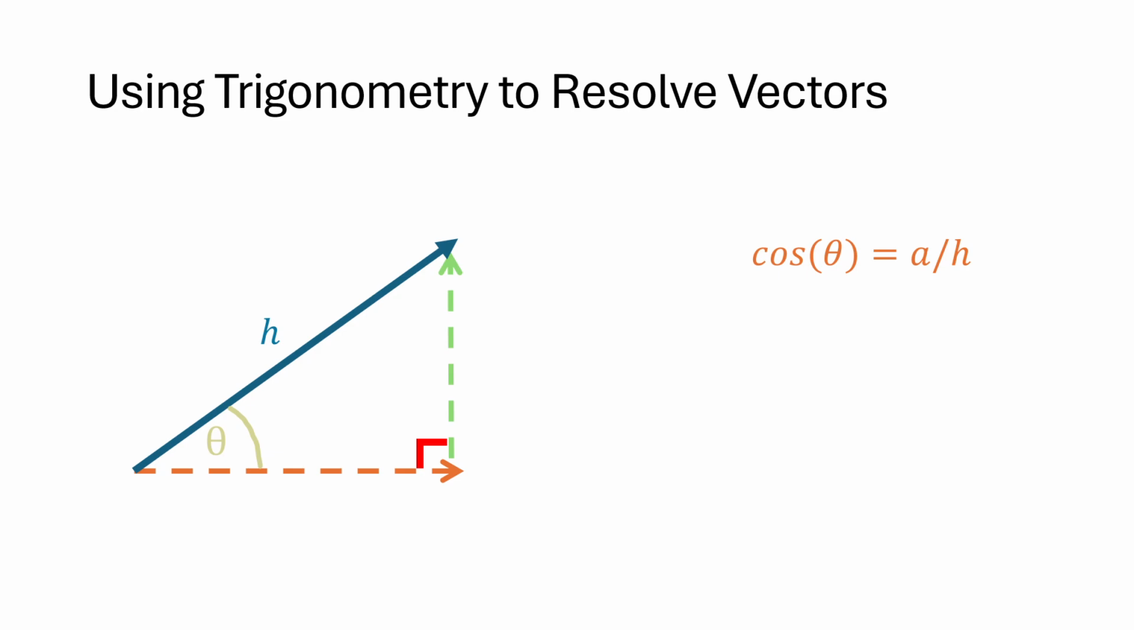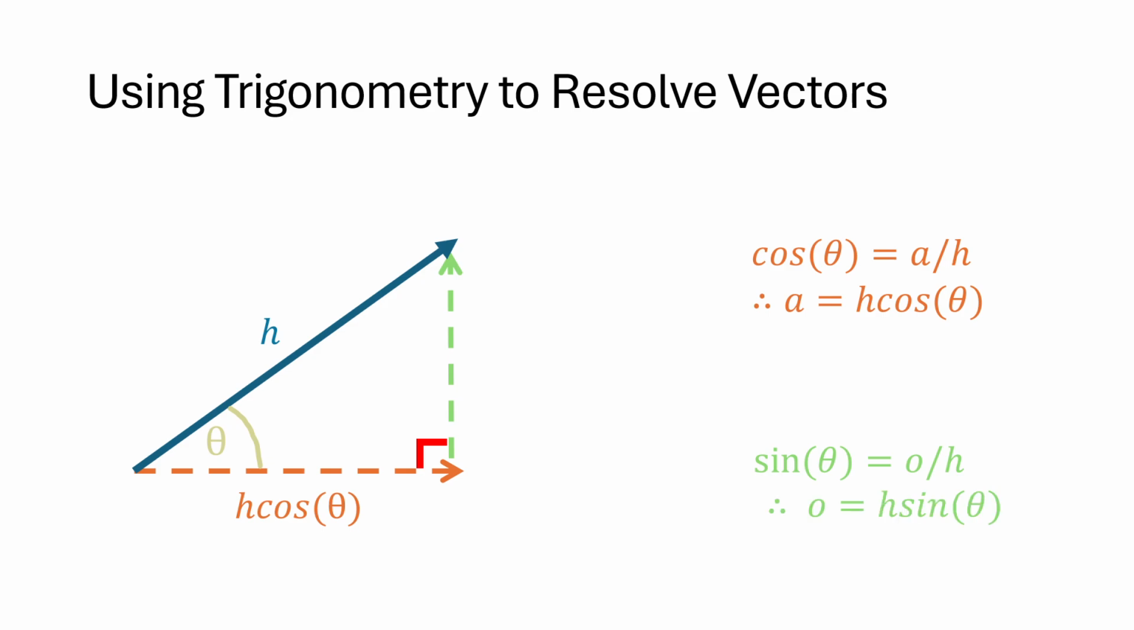So cosine theta is adjacent over hypotenuse, which means that the magnitude of our horizontal component, our adjacent side, will be h cosine theta, like this. Similarly, sine theta is opposite over hypotenuse, which means that the magnitude of the vertical component will be h sine theta.